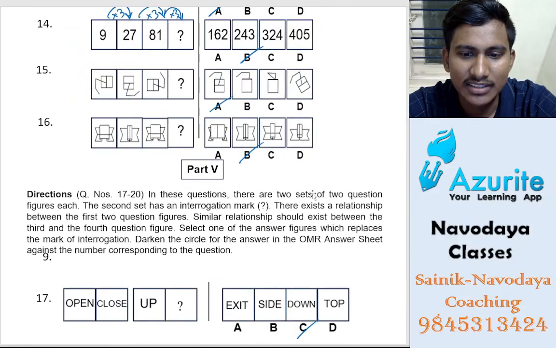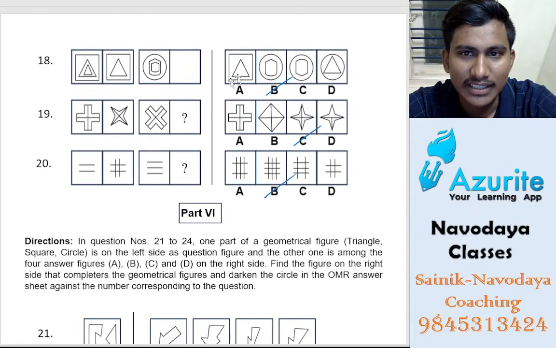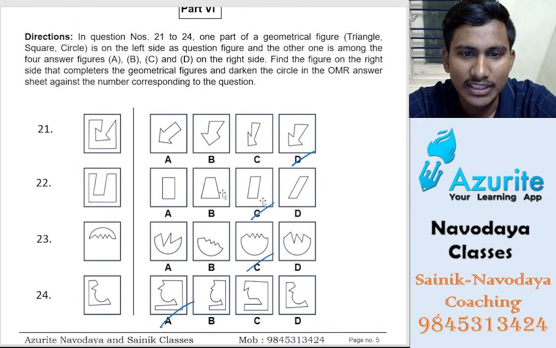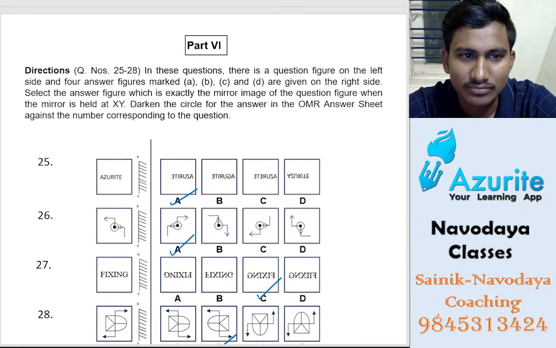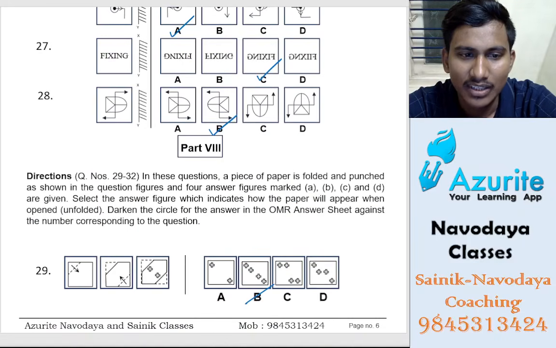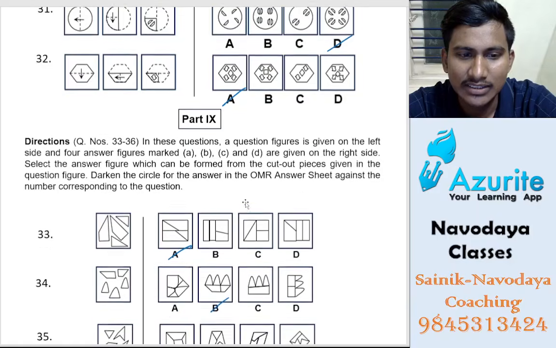Now the 17th answer is C. 18th is B, C, and 19th is C, 20th is B. 21, 22, 23, 24: 21 is D, 22 is C, 23 is C, 24 is A. 25 is A, 26 is A, 27 is C, 28 is B. 29 is B. 30 is C, 31 is D, 32 is A.